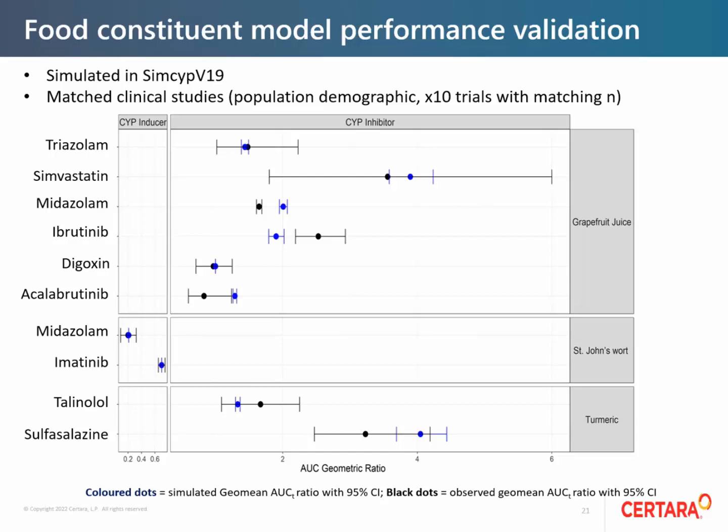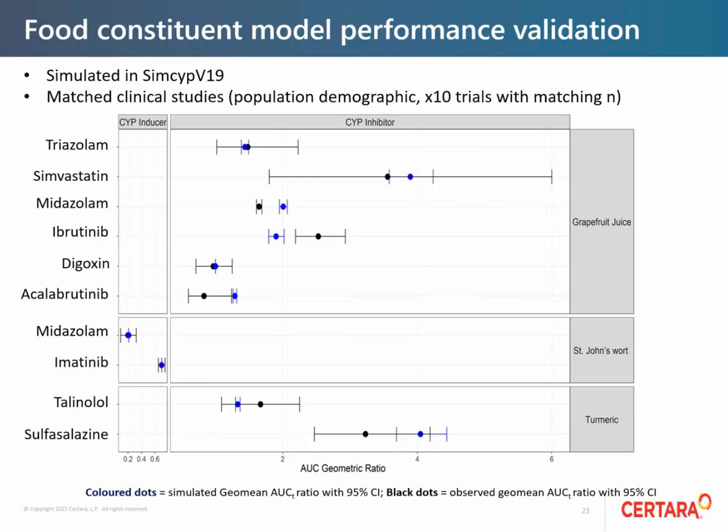Now, based on the list of clinical studies that I mentioned, where we knew the changes in the AUC ratio after adding the perpetrator, we matched the clinical trial demographics, so whether it was healthy volunteers or any disease populations, and also the size of the clinical trial in the virtual population. Here you're seeing the geometric mean AUC ratio in the dots, and the error bars are the 95% confidence interval. The black dots are the observed from the literature identified previously, and the colored are the simulated.